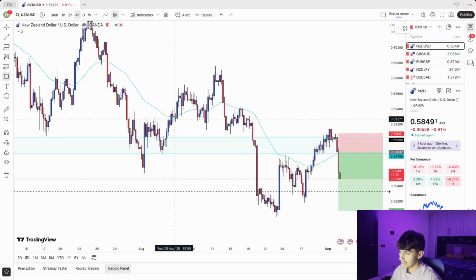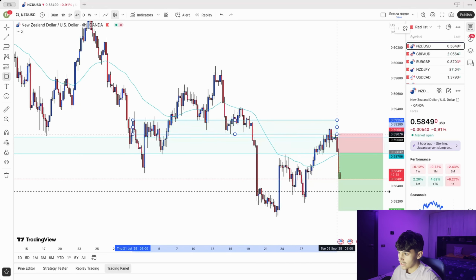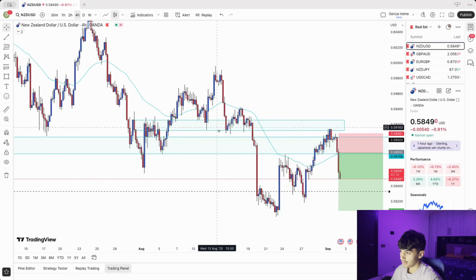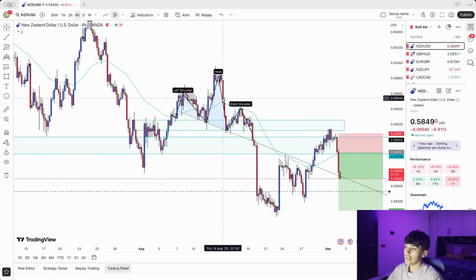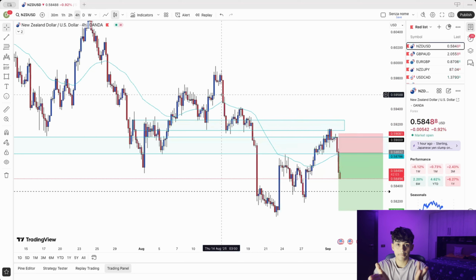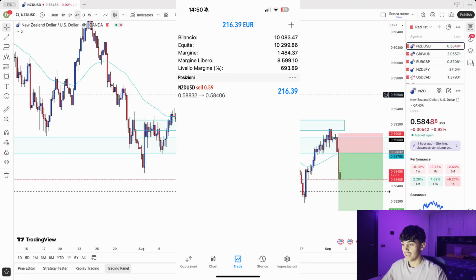And what I also liked on the 4-hour time frame is that we rejected this zone right here, which is a head and shoulders pattern. So we rejected the neckline of this head and shoulders. Here the head and shoulders is this pattern here, and it is a reversal pattern. And now guys, I'm gonna show you on the screen that I took this trade on my MT5, because I can't show you while I'm filming with my phone.